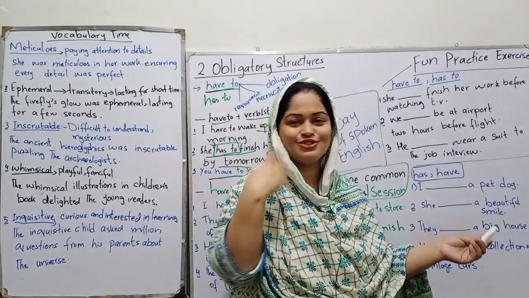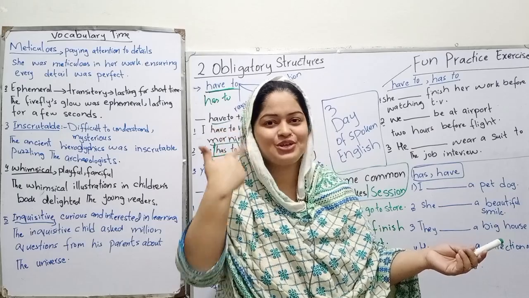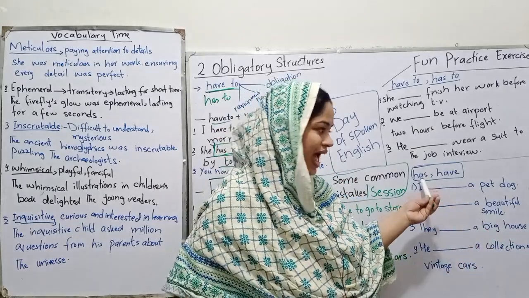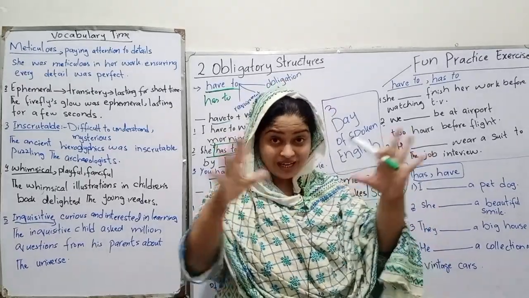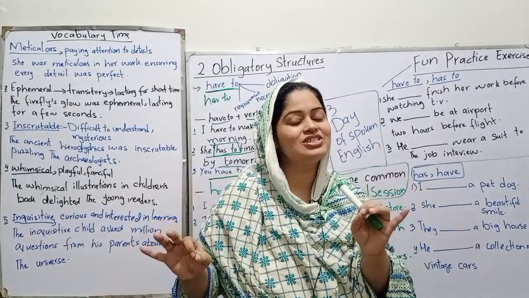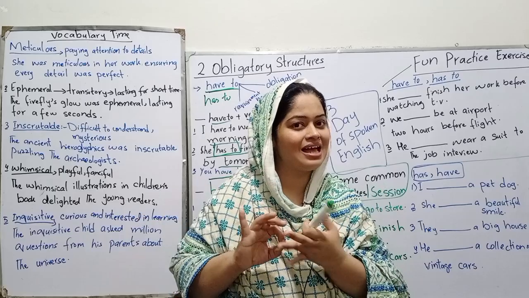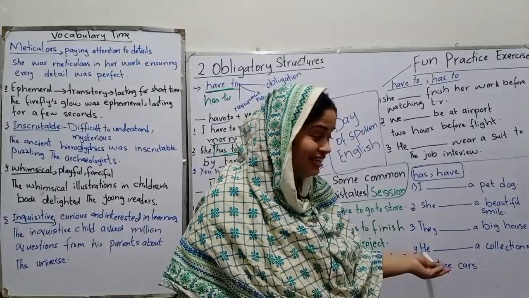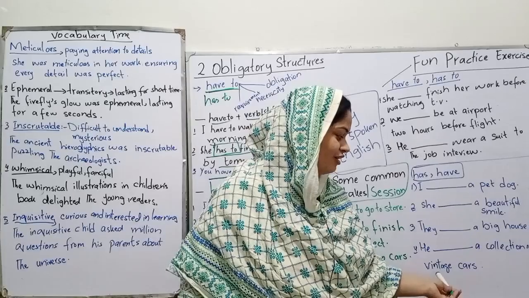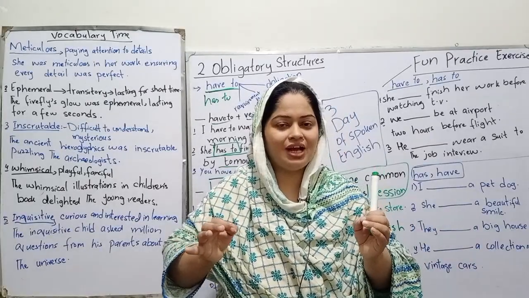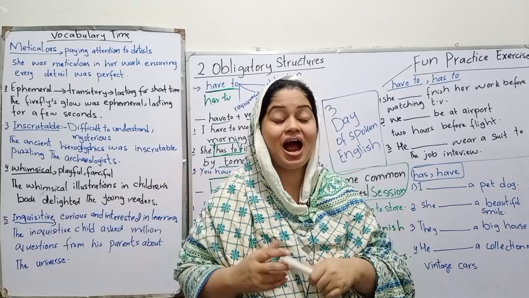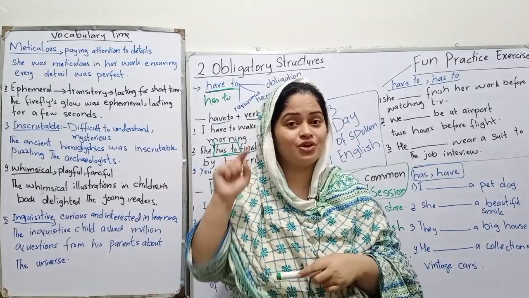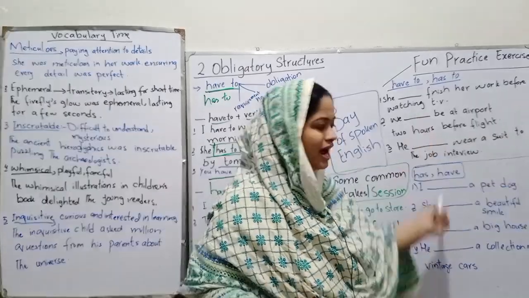She blank a beautiful smile. Whether you would use has or have, in the comment box. They blank a big house. Now you would use have or has. Let me know in the comment box. He blank a large collection of vintage cars. Whether you would use has or have. Your turn, and you have to let me know how much score you have got out of this practice session.